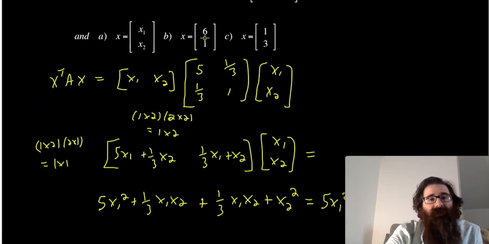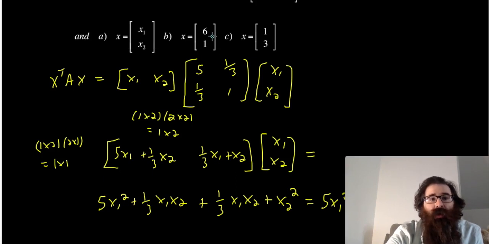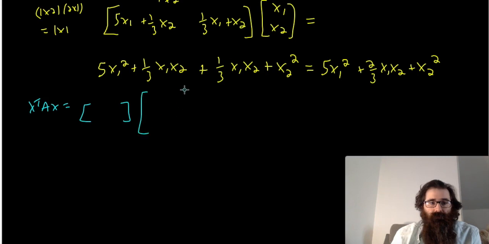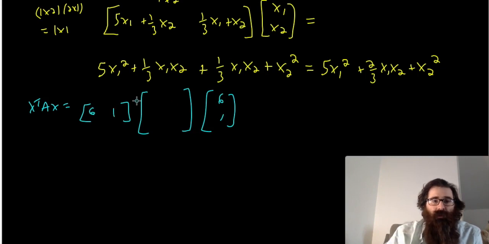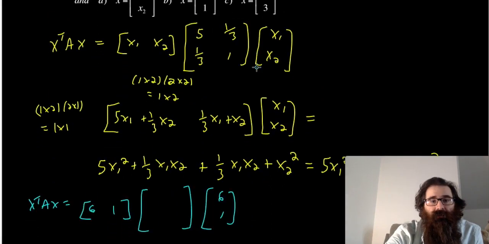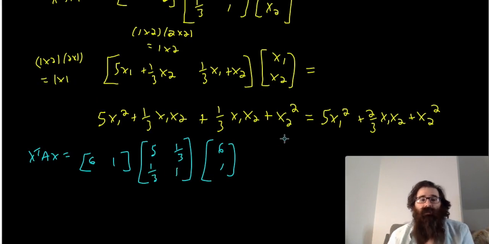And we have a couple computational examples. Switch colors for those. I have the vector 6, 1, and I want to compute x transpose times A times x. So vector x is the vector 6, 1, and then x transpose would be the row vector 6, 1. And then our matrix A is 5, 1 third, 1 third, 1. Notice it's a symmetric matrix, too. And we can multiply this out.